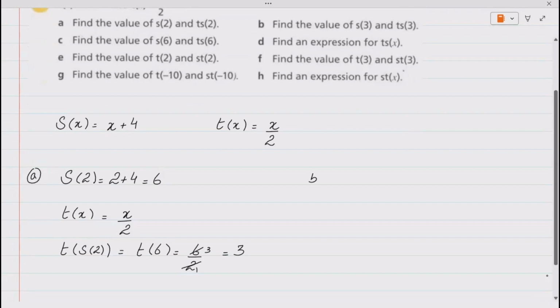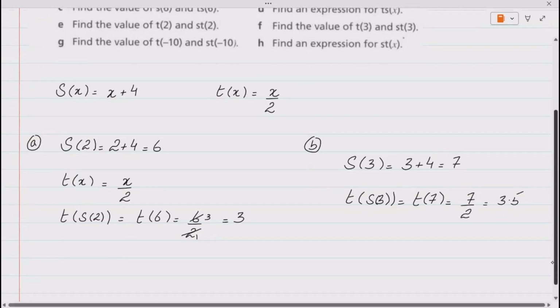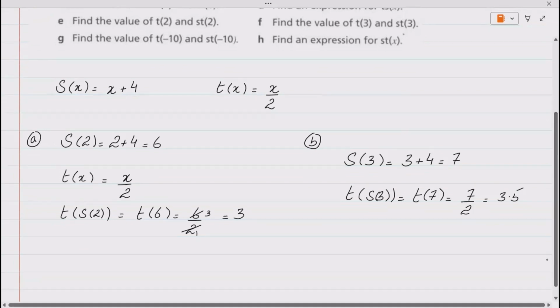In part B, we have to find the value of S3 and T of S3. S3: just put 3 here, so 3 plus 4 is 7. And then T of S3 means T of 7, so put 7 in T. T of 7 is 7 upon 2, which is 3.5. Part B is done.